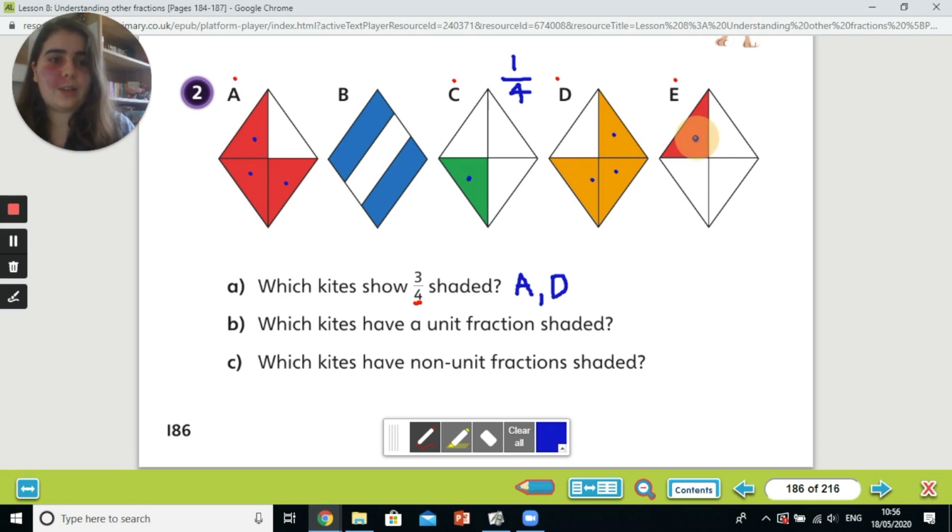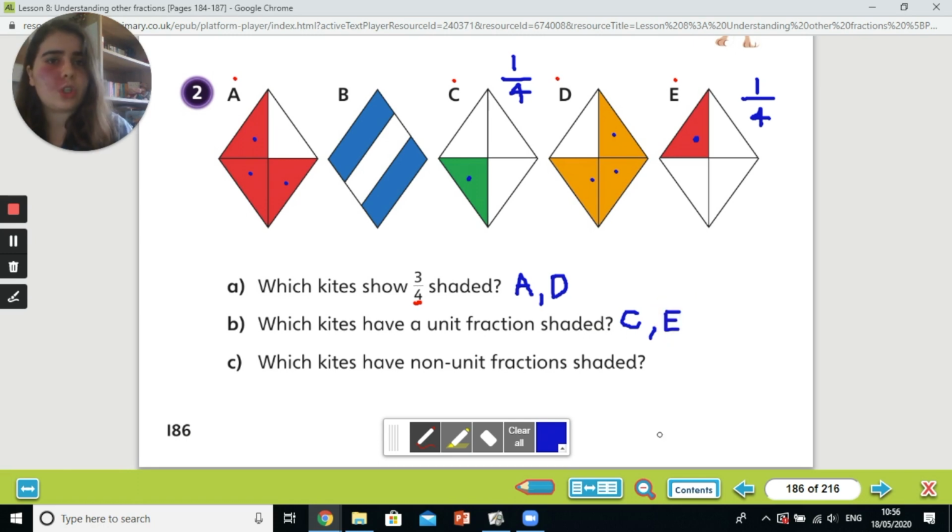E also has 1 part shaded, but this one is shaded red. Does it represent the same unit fraction? Yes, it's divided into 4 equal parts, and 1 of them is shaded, so it represents 1/4 as well. So the kites that have a unit fraction shaded are C and E.